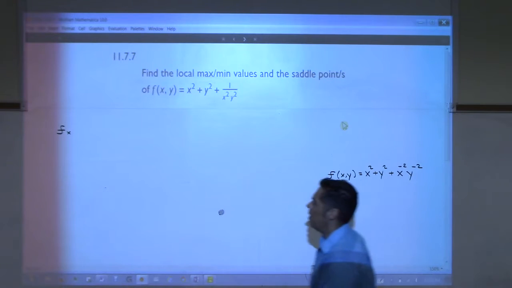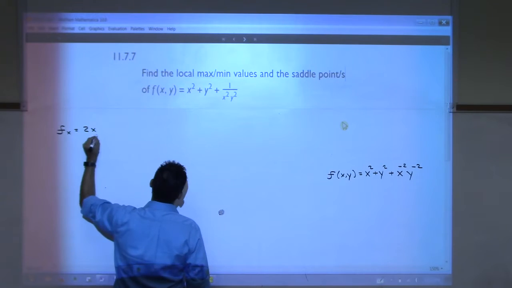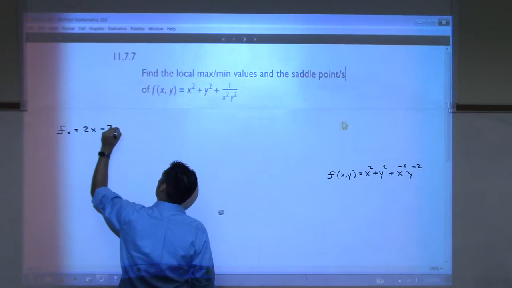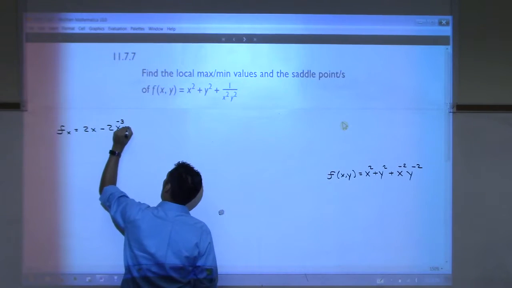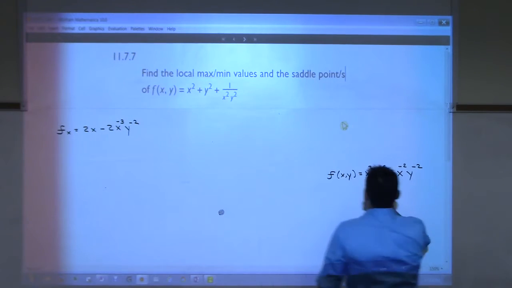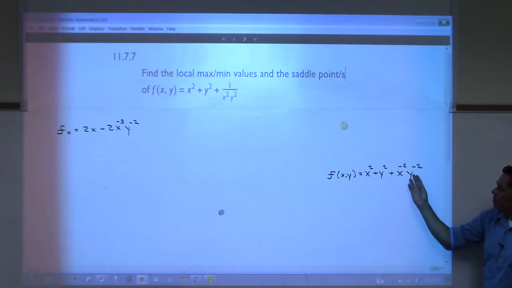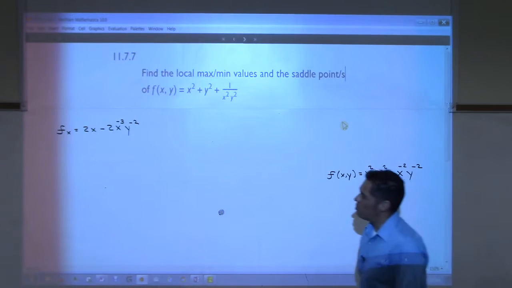So my partial with respect to x will be 2x minus 2x, hold on, negative 3 y to the negative 2. Okay, so derivative of x squared is 2x, derivative of y squared is 0 with respect to x. Here, this y to the negative 2 is a constant, so derivative of x to negative 2 drops down. Subtract 1 from negative 2, you get negative 3. But you still have the constant. Okay, that's our partial with respect to x.